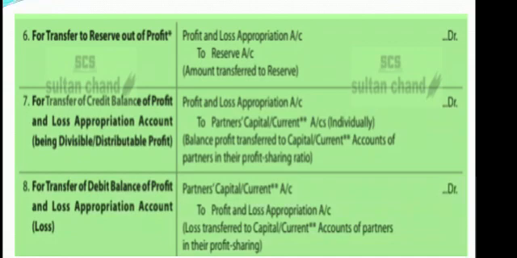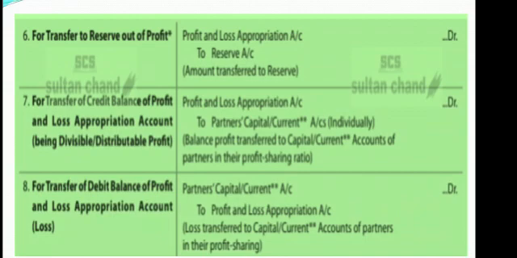If we have to make some transfer to reserve, as we did in the account, the reserve amount will be credited in reserve only through profit and loss appropriation account. So profit and loss appropriation account will be debited to reserve account. It can be general reserve, it can be any other reserve, right?